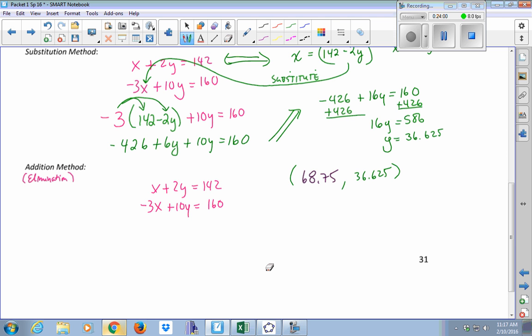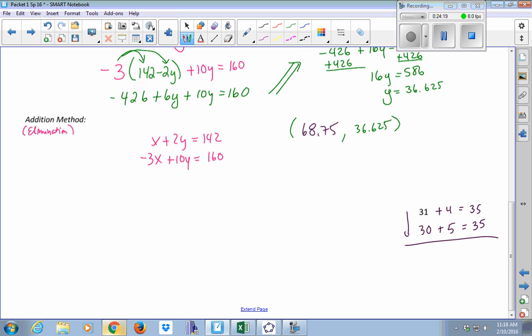The addition or elimination method involves this idea. So over on the side of the paper, if I did this, 31 plus 4 equals 35. And 30 plus 5 equals 35. And if I decided I'm going to add vertically both sides of these two equations, I would get 31 plus 30 is 61, plus 9, that's 70. And on this side, I get 70. You see?